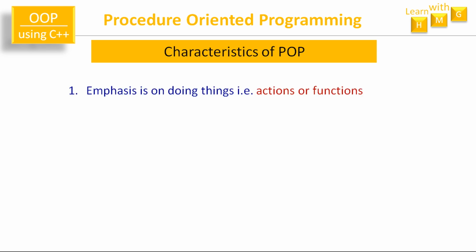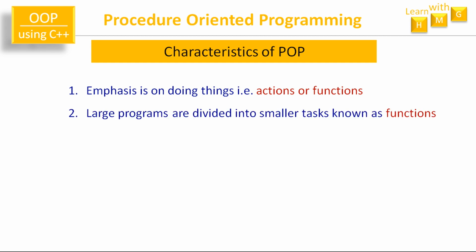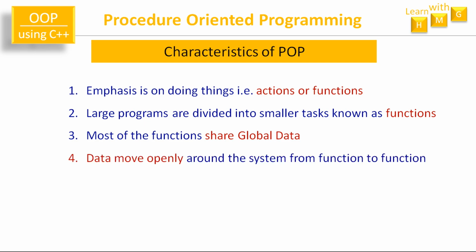First characteristic is emphasis is on doing things, that is actions or functions. So the main focus is on functions, actions, that is doing tasks. Large programs are divided into smaller tasks known as functions. So there are smaller tasks and each task is performed by a function. Most of the functions share global data. We have seen there is sharing of data among the multiple functions, that is nothing but global data.